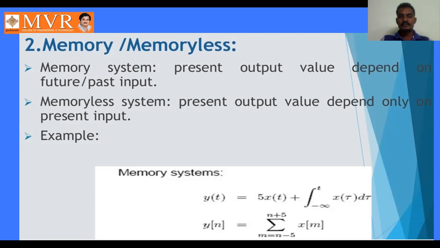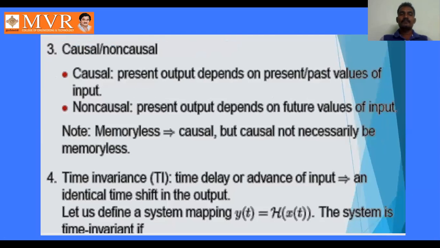The mathematical representation of memory systems is like this: y of t is equal to 5 into x of t plus the integral from minus infinity to t of x of tau d tau. Similarly, y of n is equal to the sum from m equal to n minus 5 to n plus 5 of x of m. This is the example for memory systems.